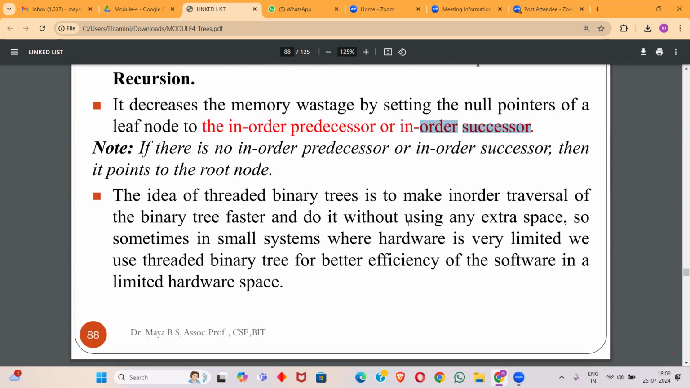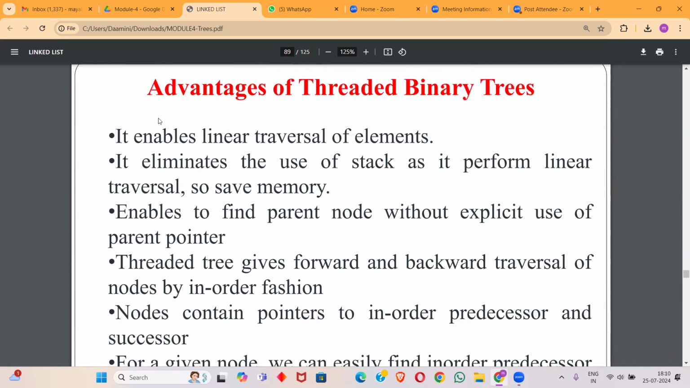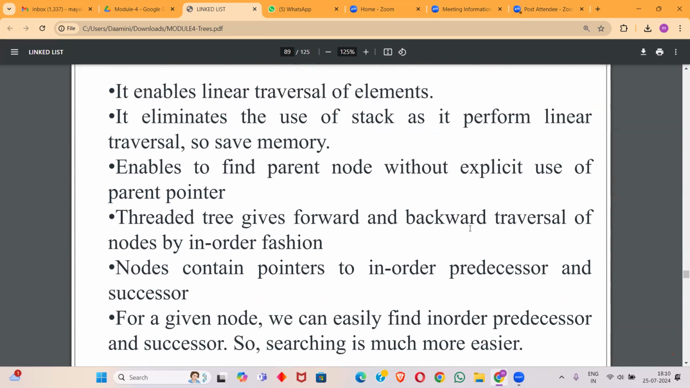The idea of a threaded binary tree is to do in-order traversal of a binary tree without using any extra space. If we are using it in hardware, it will not take too much space and efficiency will also be better. So what is the advantage? It enables linear traversal of the elements. It eliminates the use of the stack. It performs linear traversal to save memory. It also enables finding a parent node without explicit use of a parent pointer. A threaded tree will give forward and backward traversal of any node in order.